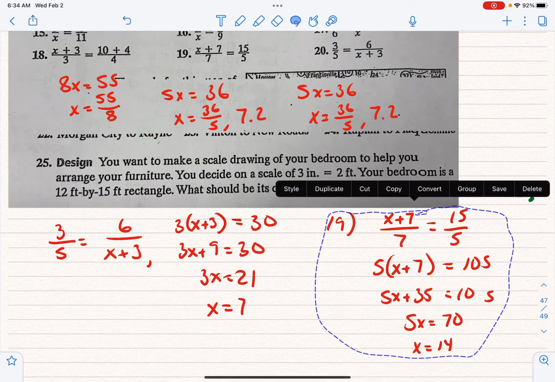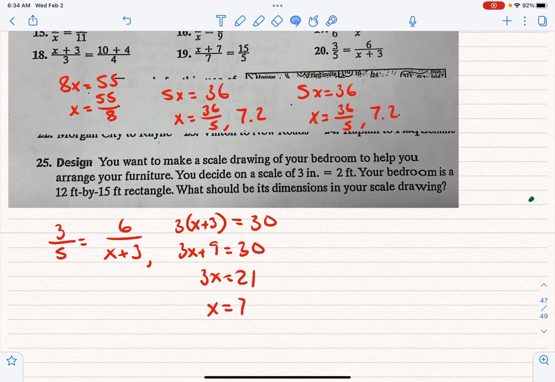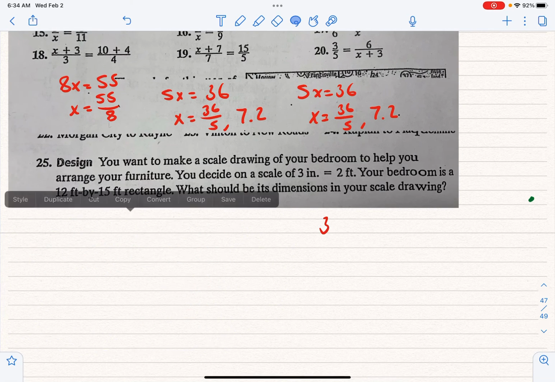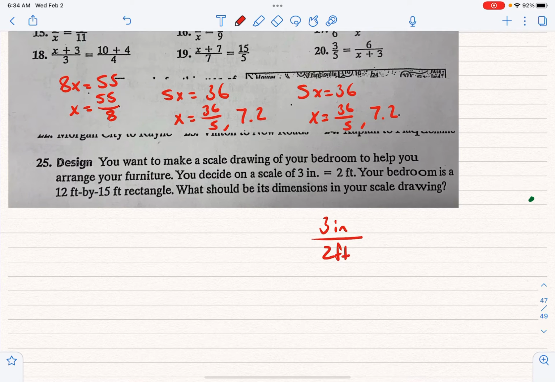Okay, and so this one might be a little bit difficult because they give you a bunch of information. And you might feel like, wait a minute, I've got 2 numbers and 2 numbers. I'm not missing anything. What you have to think about is what that scale says. Okay, and the scale says that 3 inches is equal to 2 feet. And you know your room is 12 feet in one of the dimensions. So the question is, how many inches is that going to be?